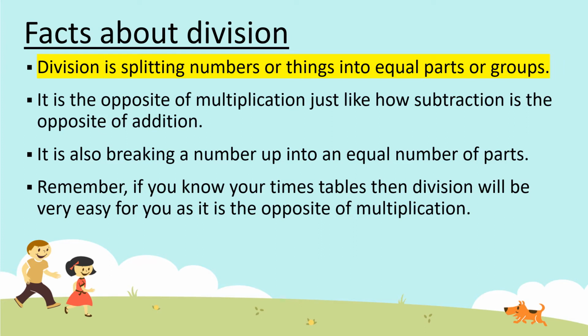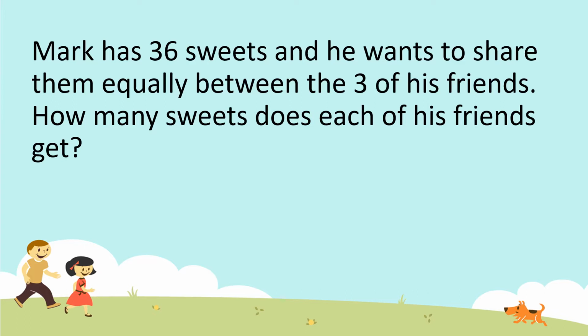Facts about division. Division is splitting numbers or things into equal parts or groups. It is the opposite of multiplication, just like how subtraction is the opposite of addition. It is also breaking a number into an equal number of parts. Remember, if you know your times tables, then division will be very easy for you, as it is the opposite of multiplication. Let's go on to some questions.